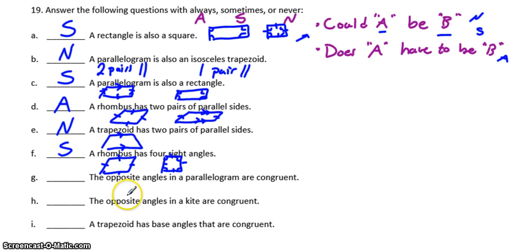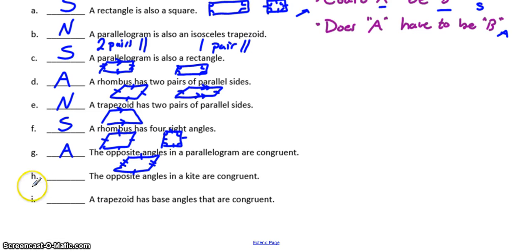G, the opposite sides in a parallelogram are congruent. Well, so parallelogram, all right. Well, we learned that the opposite sides in a parallelogram are always congruent. That's just something we learned that always happens with parallelograms. Could they have opposite congruent sides? Yes, and in fact, it has to be. We learned that. Parallelograms always have congruent opposite sides.